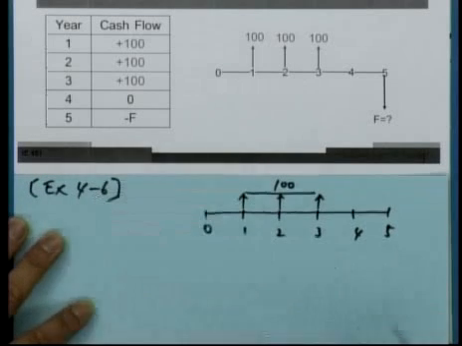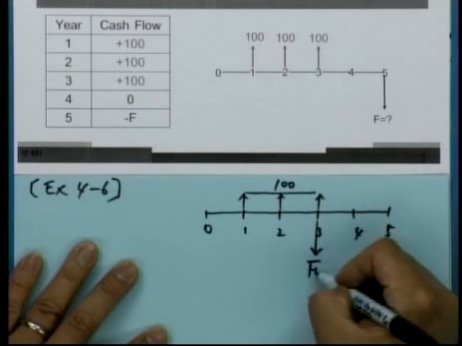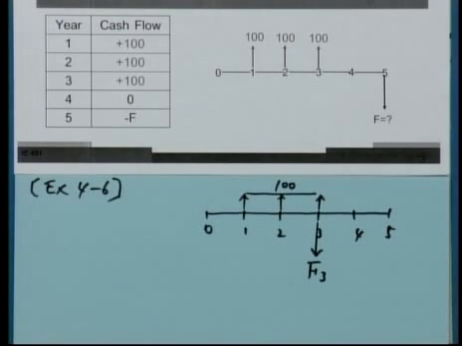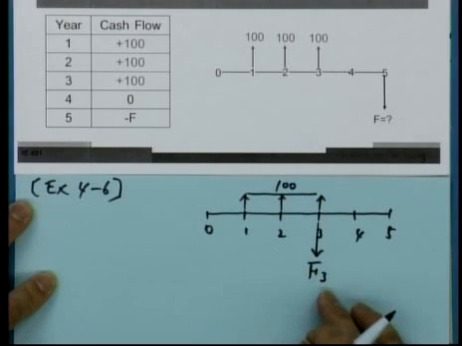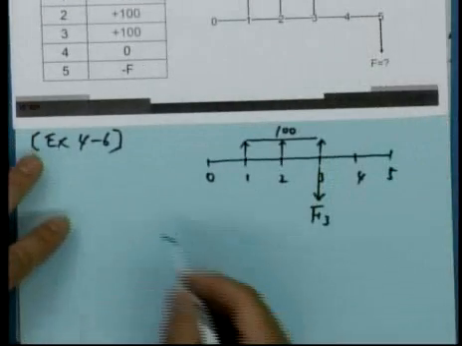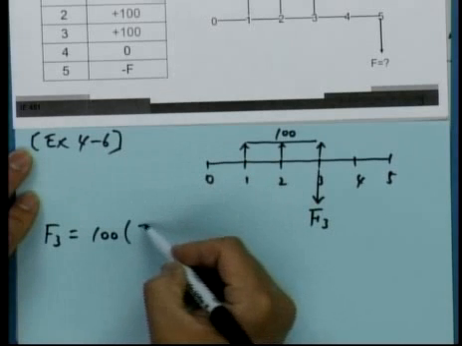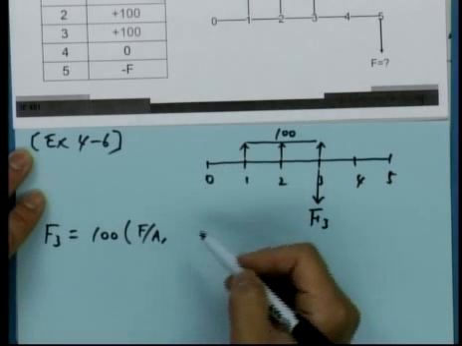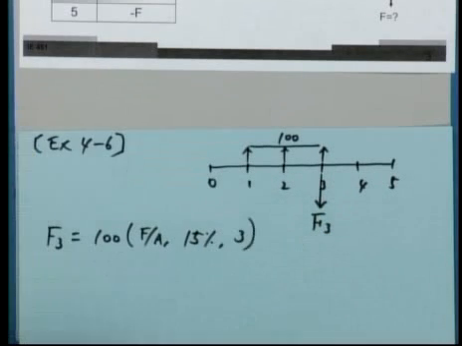Example 4-6, right? And let's just suppose we have F3 right here. Then a uniform series A can be converted to an equivalent future value of F3 by using the uniform series compound amount formula. So here F3 can be obtained by 100 times F given A. And the given interest rate is 15% over the next 3 years, right?